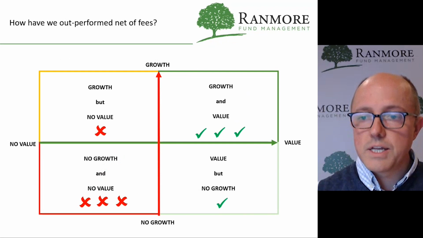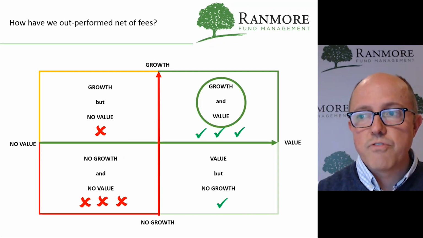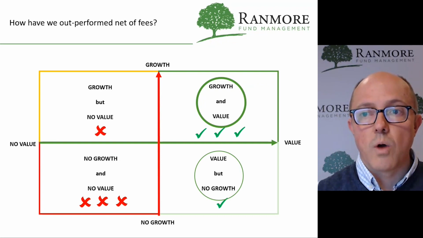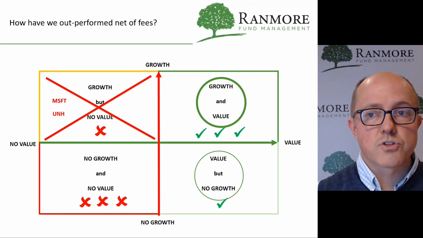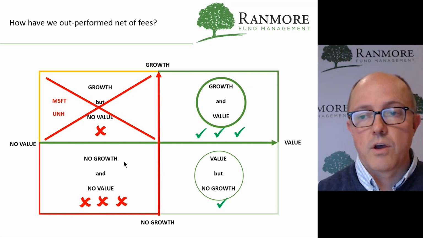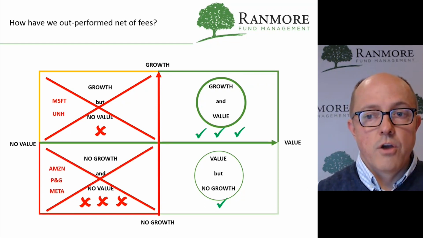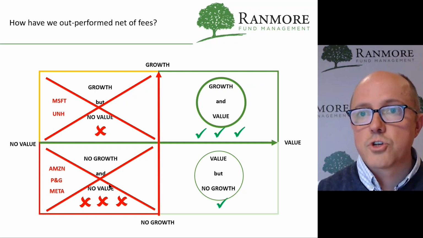Net of fees. Well, let's go back to this quadrant. The reason we've been able to do this is because we focus on this quadrant, growth and value. Depending on how cheap it is, we're happy to tolerate no growth if it's really, really cheap. What we don't want is growth but no value. So no Microsoft, no United Health for us. Microsoft and United Health might be growing, but we don't think they offer value. And we definitely don't want no growth and no value. So Amazon, Procter & Gamble, and Meta are out of the question.